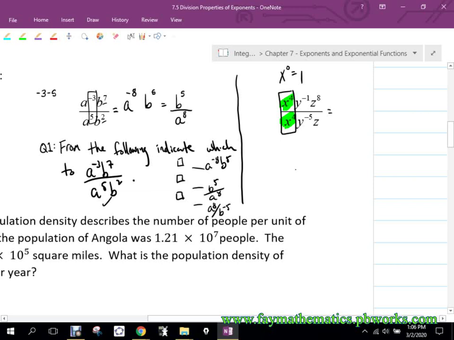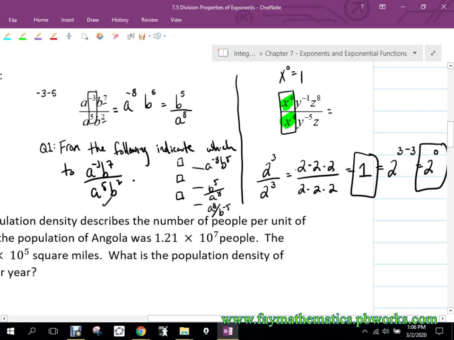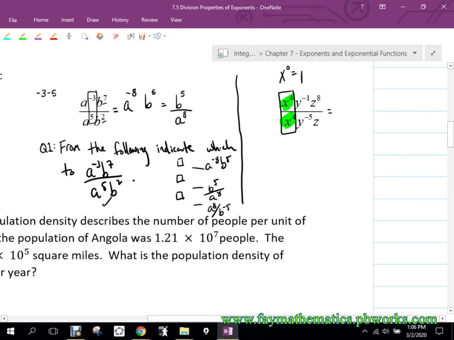If I take, let's just say 2 to the 3rd divided by 2 to the 3rd, that's 2 times 2 times 2 over 2 times 2 times 2. That's 1, right? Okay. Well, algebraically, that says we're going to take 2 to the 3rd minus 3, which is 2 to the 0. You see then that 2 to the 0 is equivalent to 1, right? So this process of dividing like bases and then subtracting the exponents is essentially the proof of why something raised to the 0 power is indeed 1.